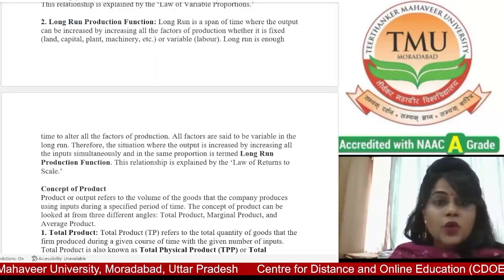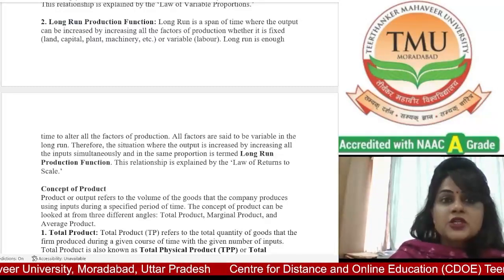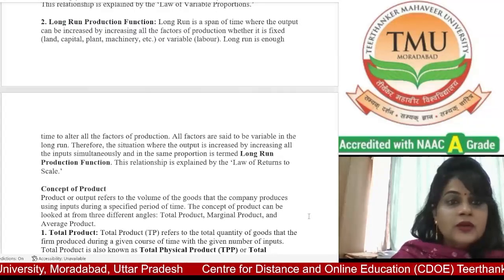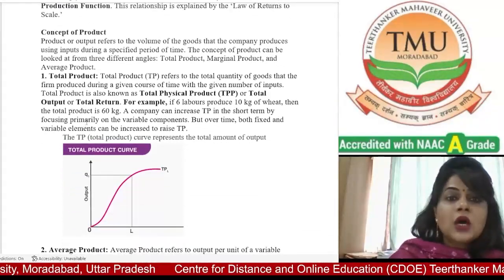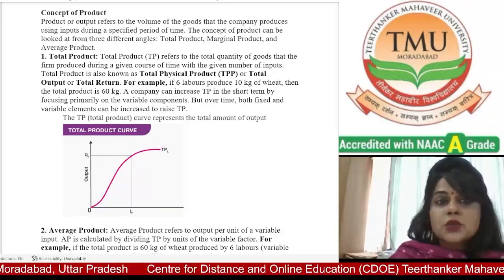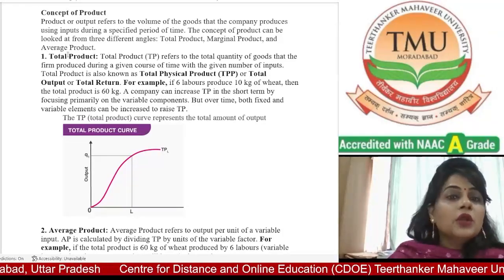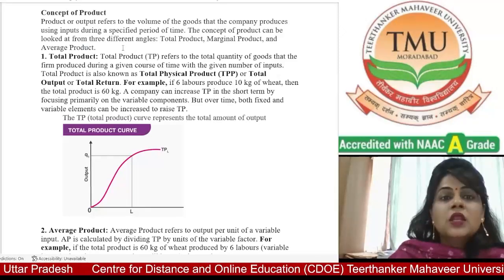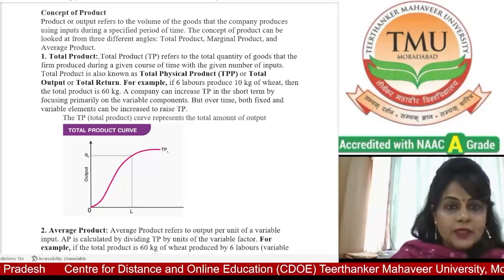So students, hope you have understood what the long run production function is and what the short run production function is. Now we discuss the concept of product. Product or output refers to the volume of goods that a company produces using inputs during a specified period of time. The concept of product can be looked at from three different angles: total product, marginal product, and average product.